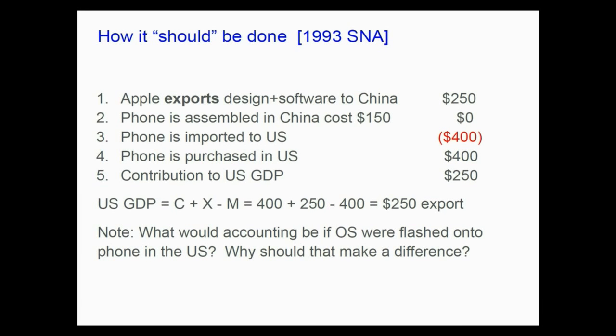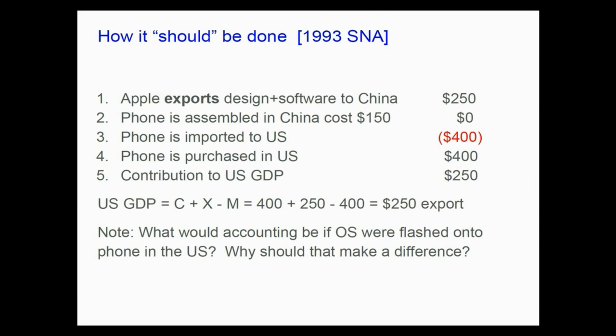I think you should count the export of the design and software as an export. The phone is assembled in China, the phone's imported into the US, so it contributes negatively to GDP because it's an import, it's purchased in the US, and then the contribution to US GDP is $250, just like it was on all the other slides. They always come out to the same amount. It's a question of how you get there and why it might make a difference.